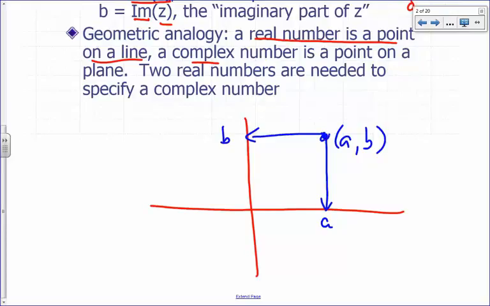You need two real numbers to specify a complex number. So you can think of the x-axis as the real axis and the y-axis as the imaginary axis of your complex number. The plane is called the complex plane.